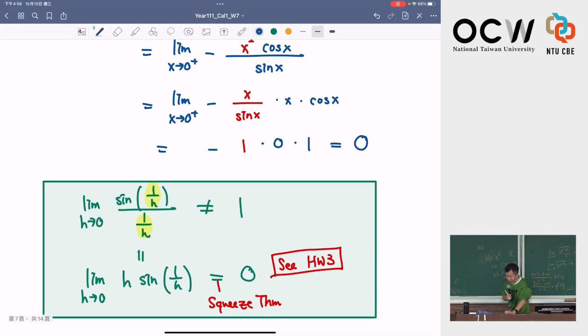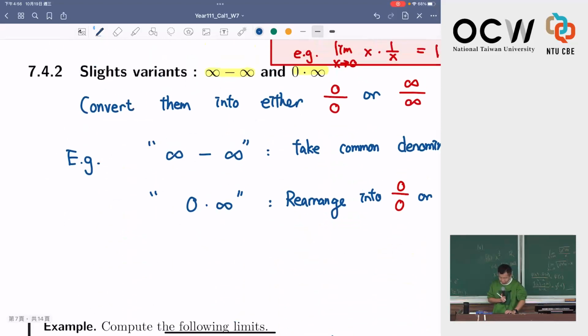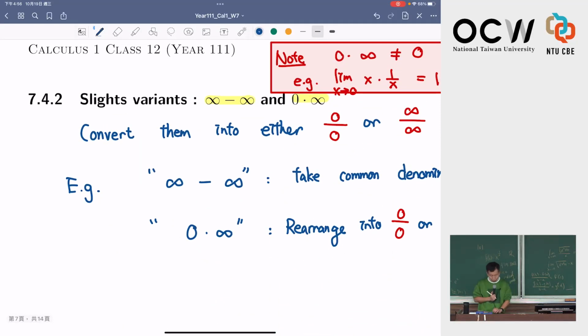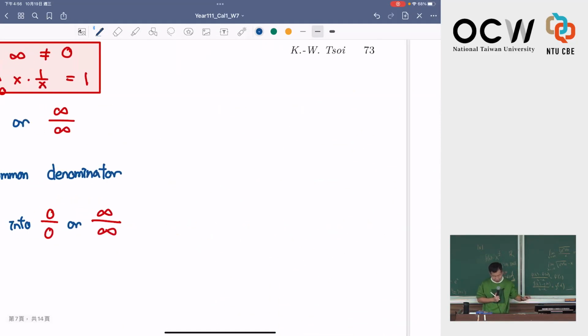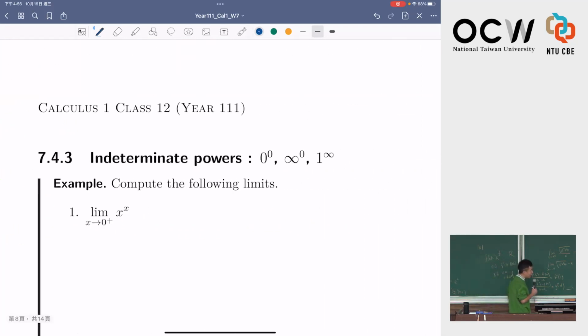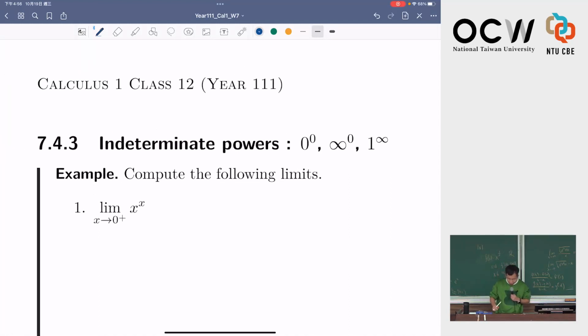Okay, so we discussed two variants of indeterminate form, infinity minus infinity and 0 times infinity. We discussed 3 more. They are all relevant to powers, or exponents. So there are 3 more that we call indeterminate powers. So let me put a star here. 5 star. The 3 indeterminate powers are 0 to the 0, infinity to 0, and 1 to infinity.